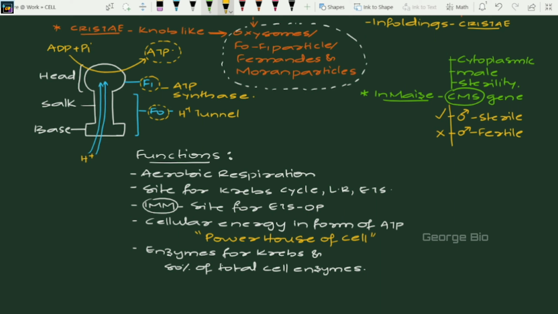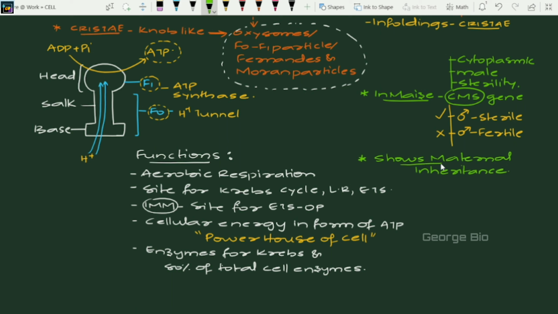Let's talk about one more special property. This special property represents how the mitochondria gets inherited. It gets inherited from the cytoplasm of the egg cell. The egg contributes a high amount of cytoplasm to the zygote formation. Through that, the mitochondria will be transferred. It means what kind of inheritance does this mitochondria show? It shows maternal inheritance.